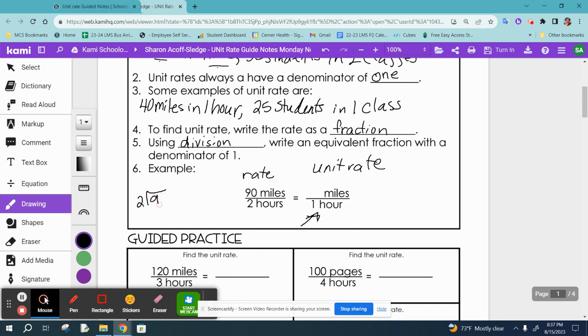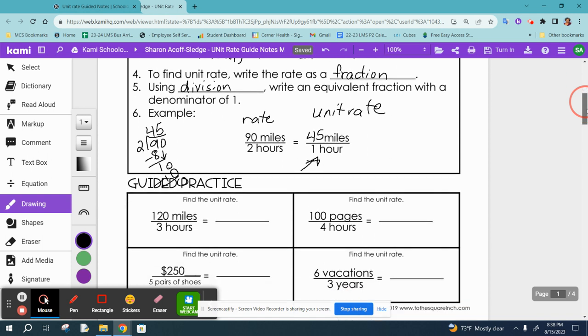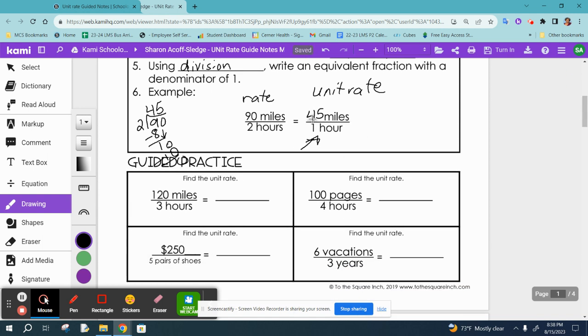And so 2 goes into 9 4 times. That's my division step. 4 times 2 is 8. That's my multiply step, my subtract step. 9 minus 8 is 1. My bring down, 0. 2 goes into 10 5 times. That's my division step. Multiply, subtract, nothing to bring down. So this would be 45 miles in 1 hour. 45 miles. So this is a unit rate. That would still be kind of slow. So I'm going to do one and then you would do the other one.